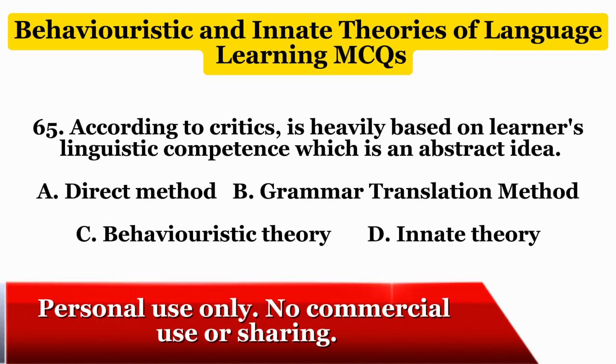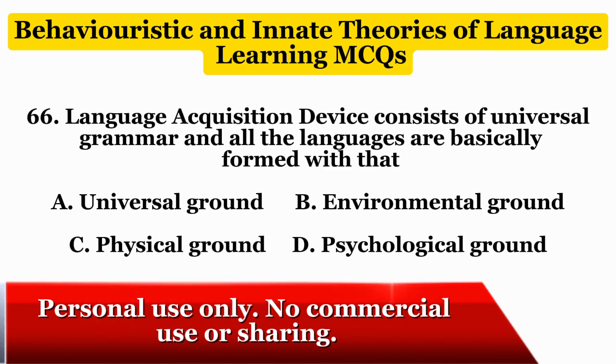According to critics, which of the following is heavily based on learners' linguistic competence, which is an abstract idea? Direct method, grammar translation method, behavioristic theory, innate theory. Right option is D. According to critics, innate theory is heavily based on learners' linguistic competence. Language acquisition device consists of universal grammar and all the languages are basically formed with that: universal ground, environmental ground, physical ground, psychological ground. Right option is A. Language acquisition device consists of universal grammar and all the languages are basically formed with that universal ground.